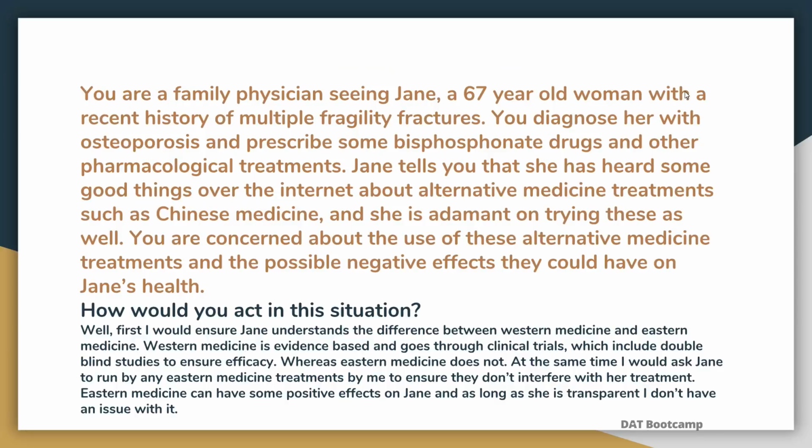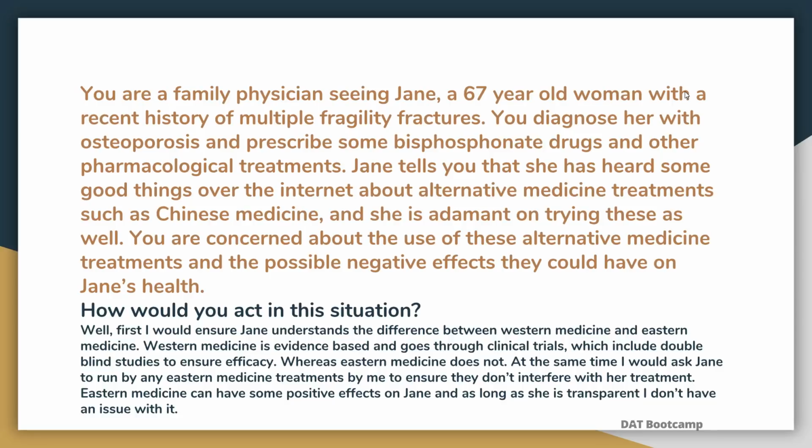So this is what I would do. Well, first, I would ensure that Jane understands the difference between Western medicine and Eastern medicine. Remember, Western medicine is evidence-based medicine. It goes through clinical trials. It has double-blind studies to ensure its efficacy, whereas Eastern medicine does not. And other words for Eastern medicine are Chinese medicine or alternative medicine. Those terms are all used interchangeably.